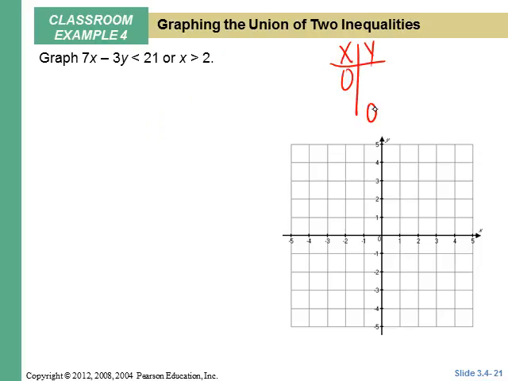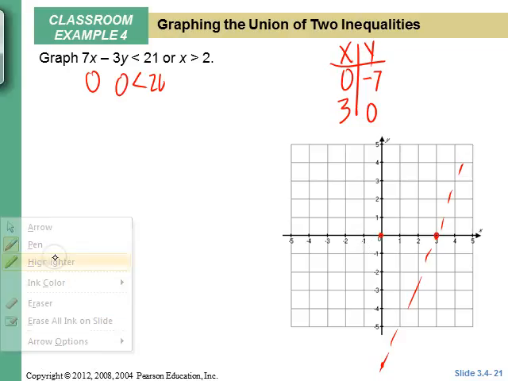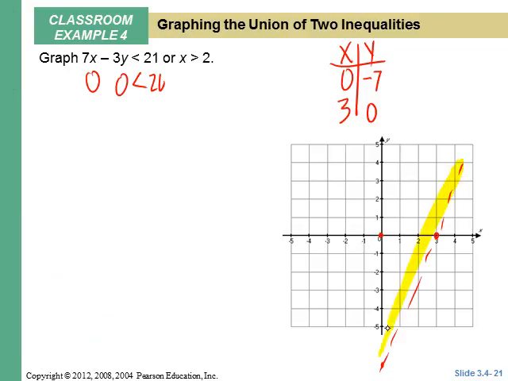X, y, 0, 0. If x is 0, y is negative 7. If y is 0, x is 3. And it's a dashed line. Okay, so the first thing we're going to do is shade the correct side of that line. 0 minus 0, is that less than 21? Yes. So we're going to shade that line first. So it's this area over here.